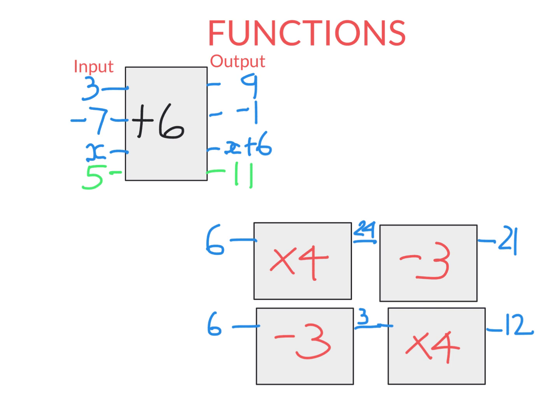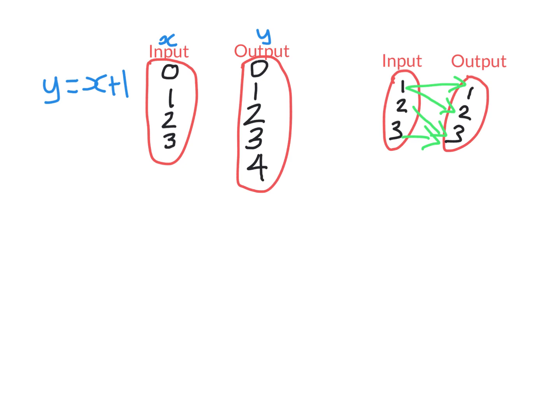All right, let's now look at some more complicated functions written differently. So sometimes you're going to see functions written like this: y equals x plus 1. How is that a function? Well, x is the input value. This is basically the same as a function machine that says +1. Whatever value you input for x, add 1 to it, and that will be the y.